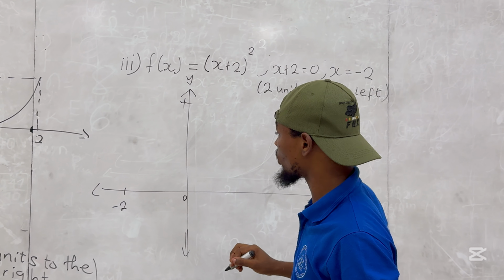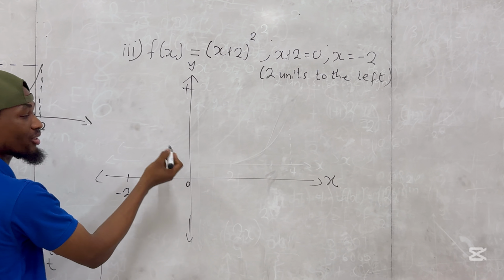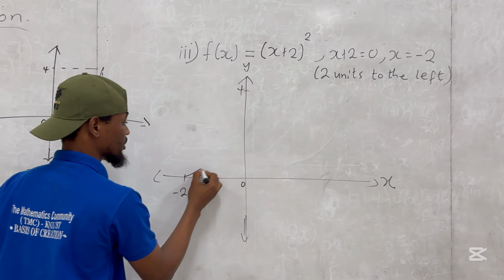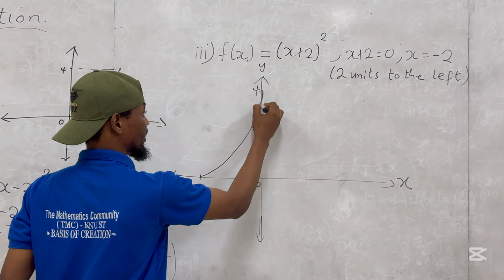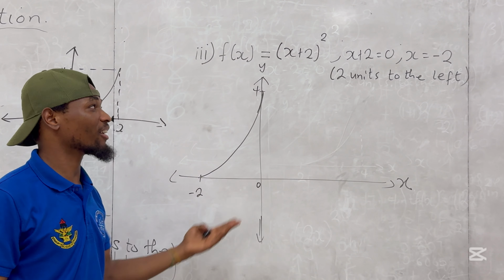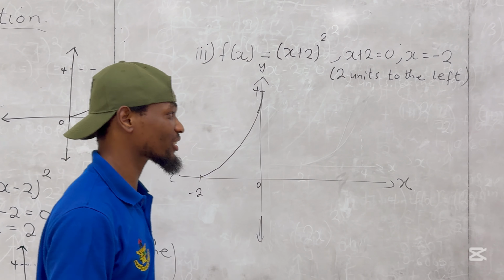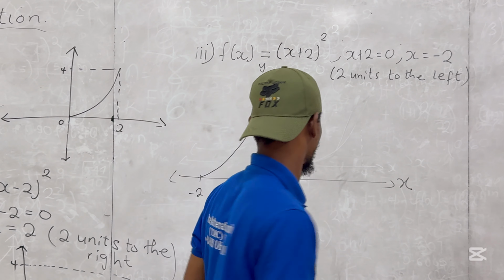So what are we supposed to do? So you just join the points together. So I have it this way, something like this. Yes. This is the graph of this. As simple as that. Let's consider the fourth one.